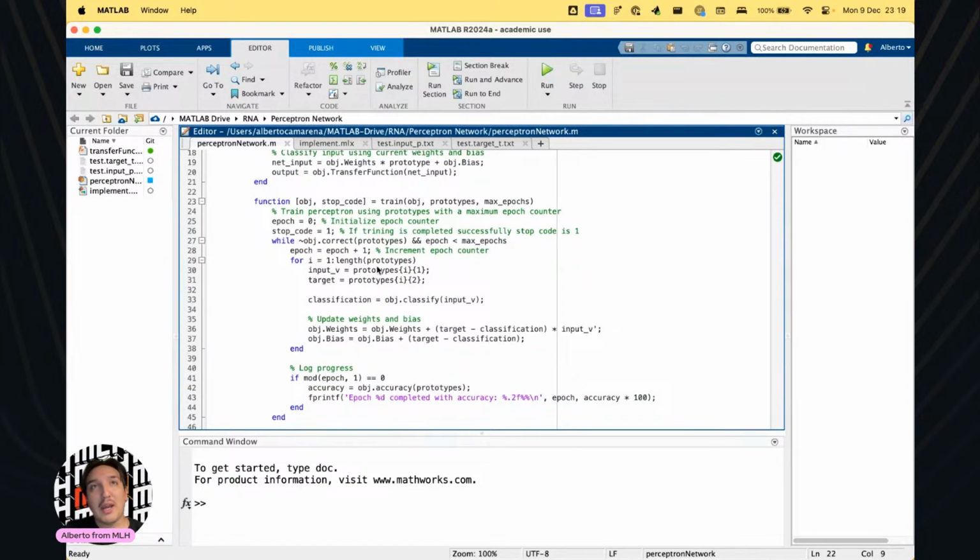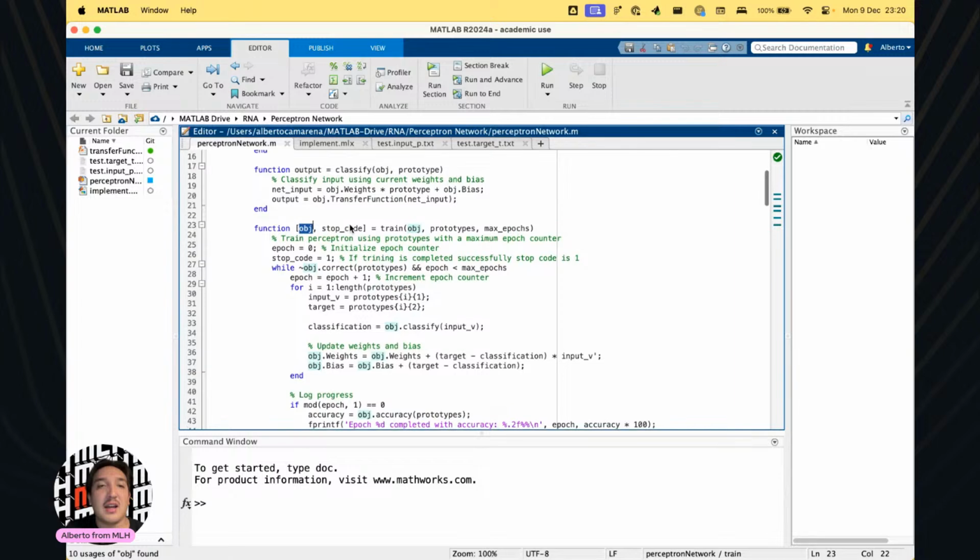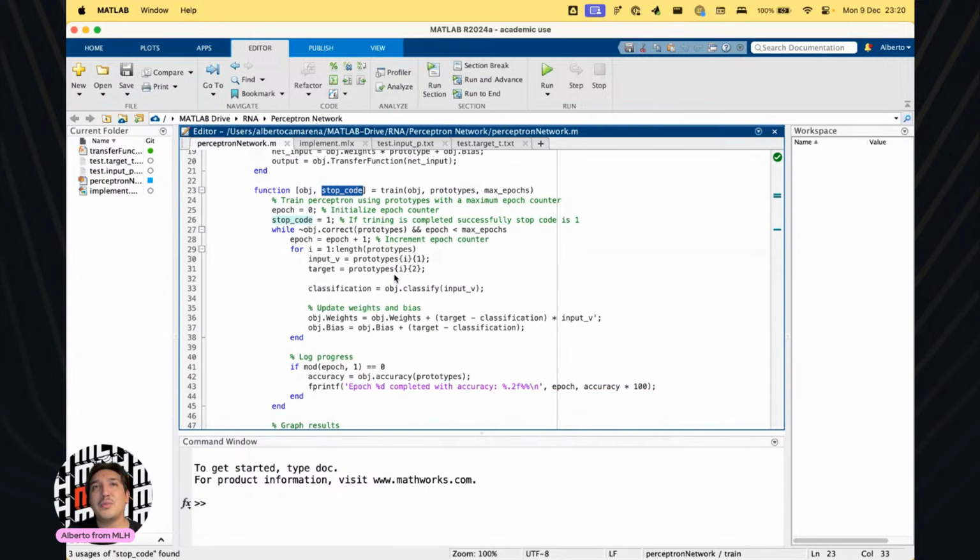Let's take a look at train, which is more interesting. We receive prototypes and epochs, and we return the object. We return a stop code object because we updated weights and everything, so we'll need to update the class. Stop code, because we need to know if the training was stopped due to all criteria being met, like all classifications were correct and we're ready, or because we ran out of epochs because we set a max epochs, right?